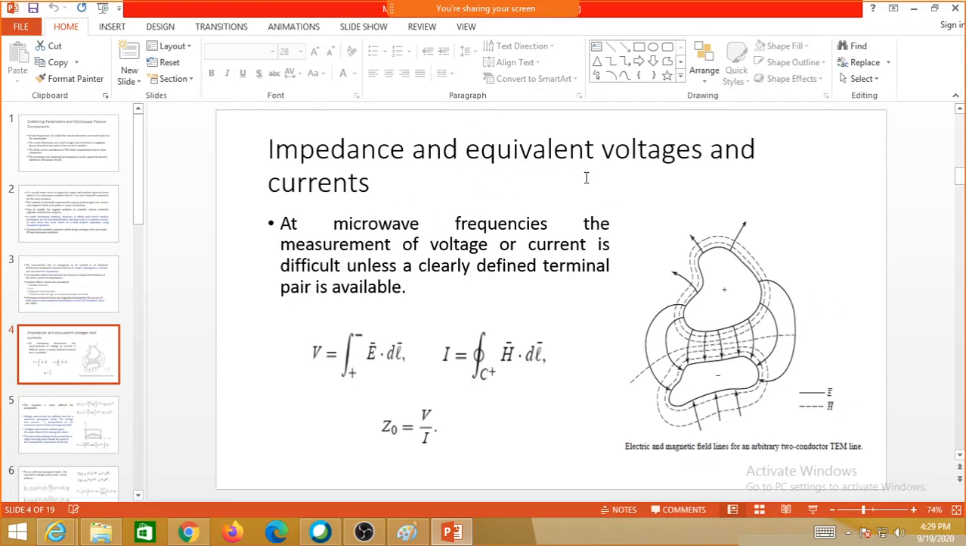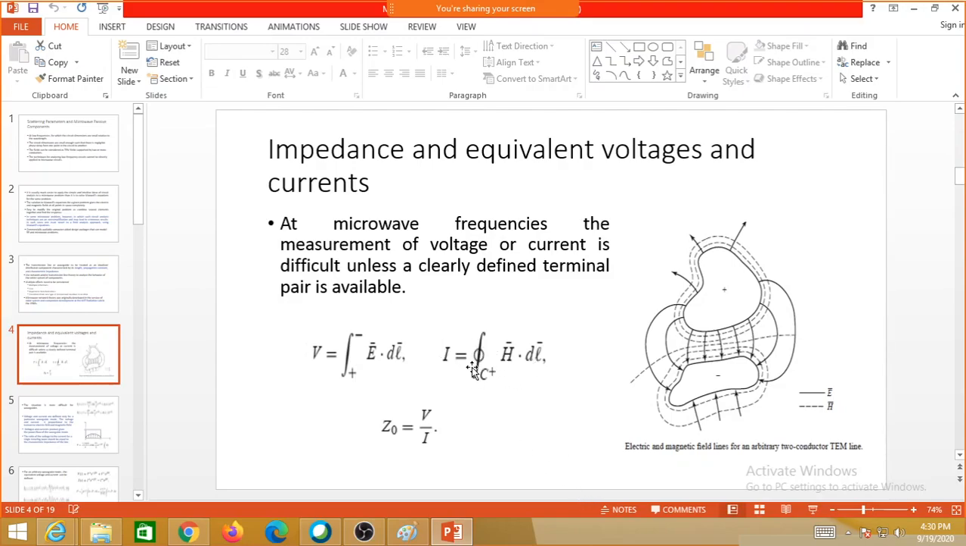Now first we will see how we can measure the equivalent voltages and currents at higher frequency, or in any two conductor system. At microwave frequency, first we find the electric and magnetic field. We know how to calculate the voltage from the electric field. If we have two conductors, say one positive and one negative, you can see the field configuration between plus and minus. From this we first need to find the electric field and also the magnetic field, and from these we calculate the voltage and current.